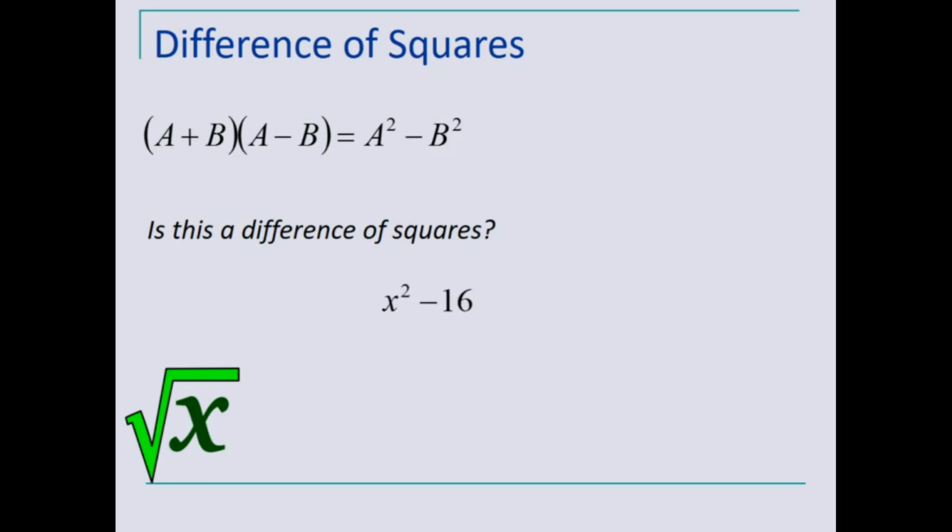Is this binomial a difference of squares? It must meet the following criteria. Is the first term a perfect square? Well, x squared is the result of x being squared. Is the last term a perfect square? 16 is 4 squared, so it is. The last thing that we need to check is that this is a difference between these two squares. Since the three criteria for this binomial have been met, it classifies as a difference of squares, and we can move forward then with factoring this.